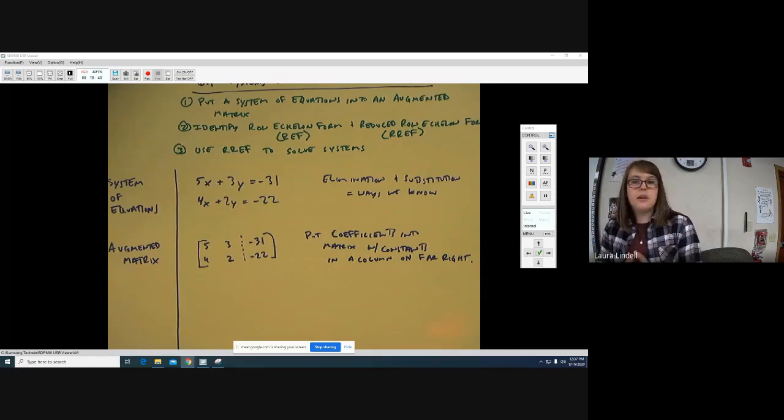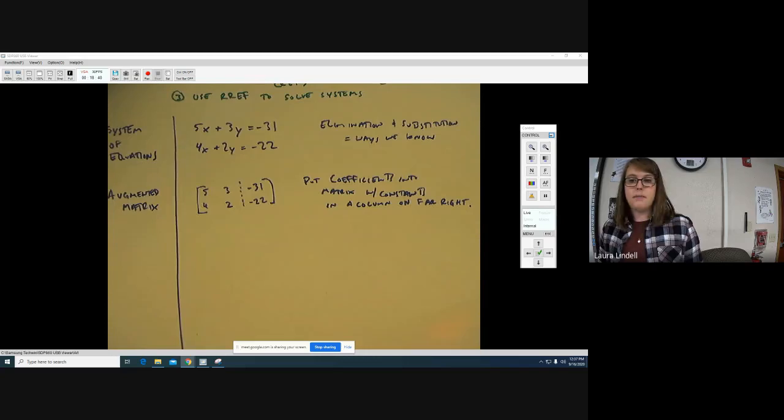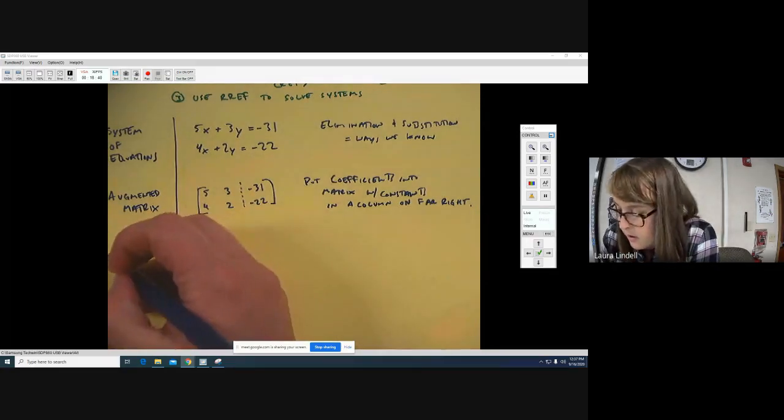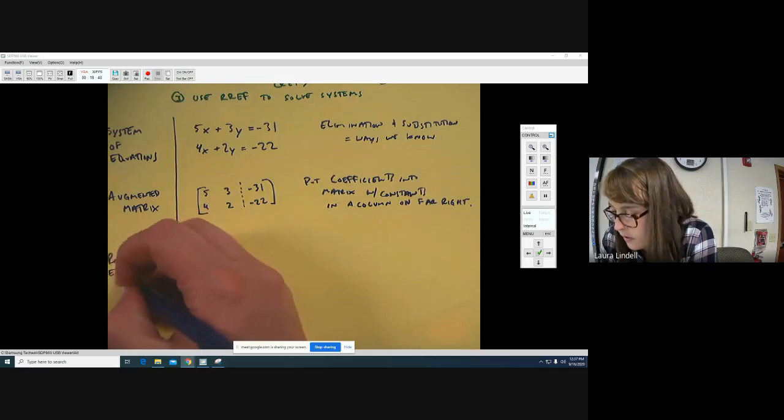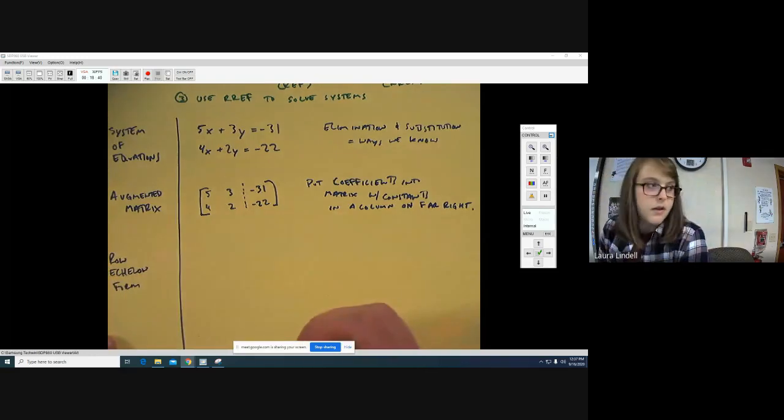So we're going to be able to do something with this matrix that really resembles elimination. But before we can start doing that, we need to kind of talk about a few vocab words that will help us figure out what it is that we're looking for. What we want our augmented matrix to end up looking like to get an answer out of it. So the first thing we need to talk about is row echelon form. Okay.